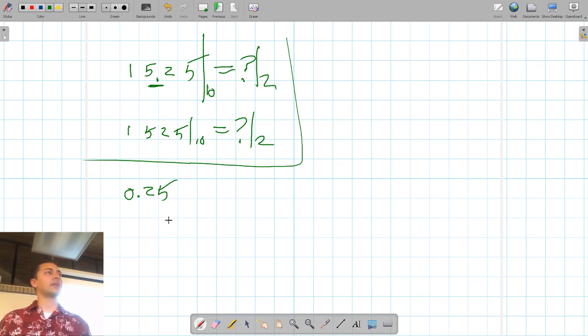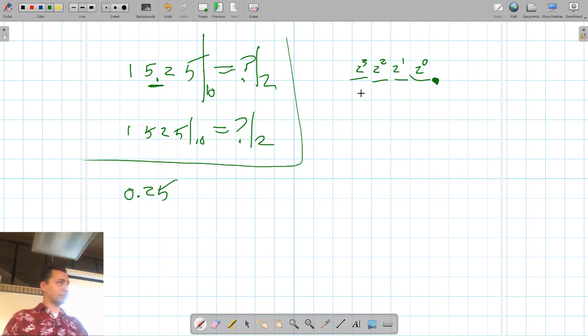0.25. How do we deal with this? Well, before we deal with the decimal number, we are going to binary. What do the binary places look like? We know that we have digits to the left of the binary point. It's a binary point, not a decimal point, because we're not in the decimal number system. But this is 2 to the 0, 2 to the 1, 2 to the 2, 2 to the 3, and so forth.